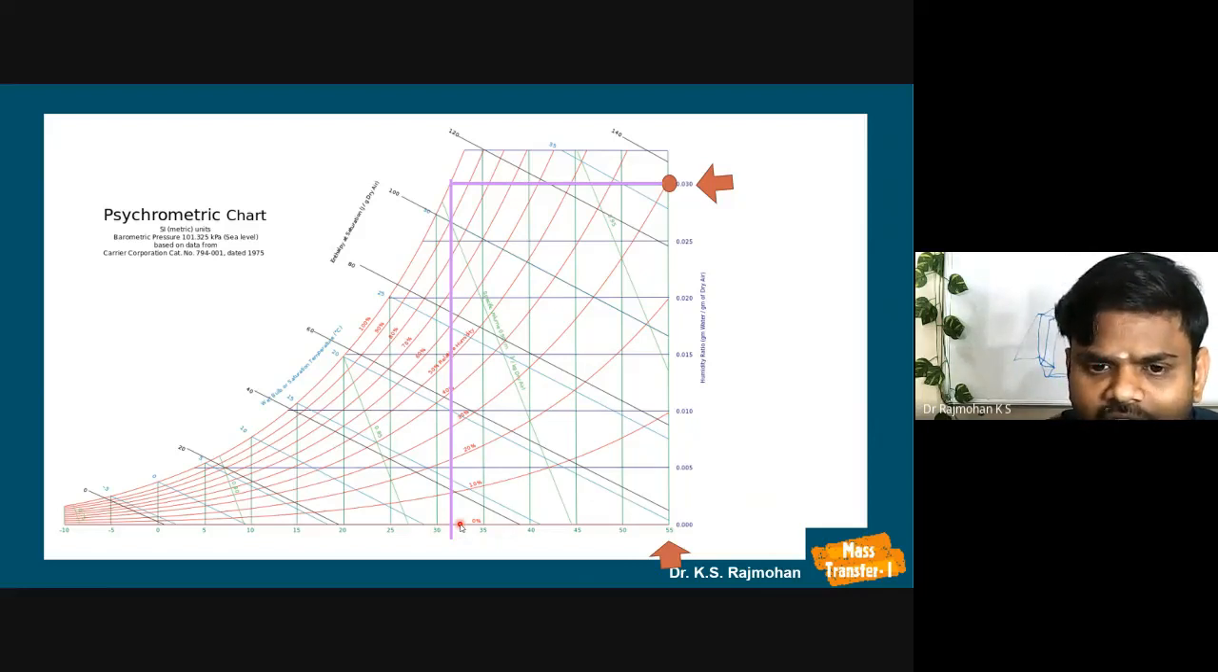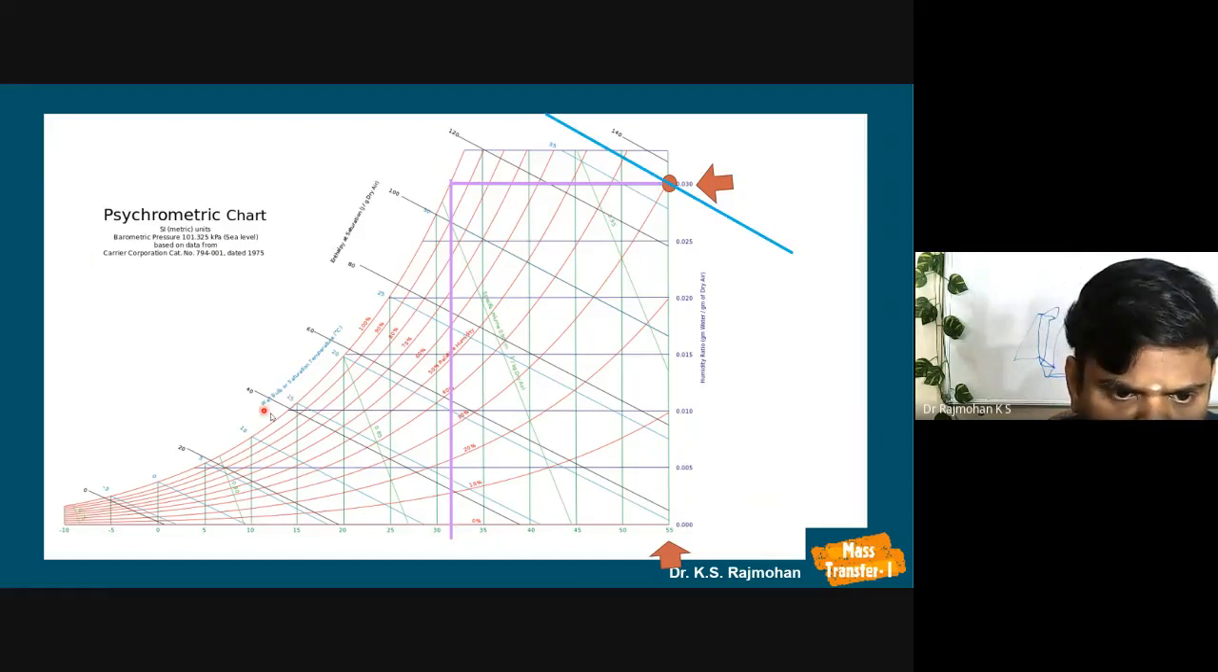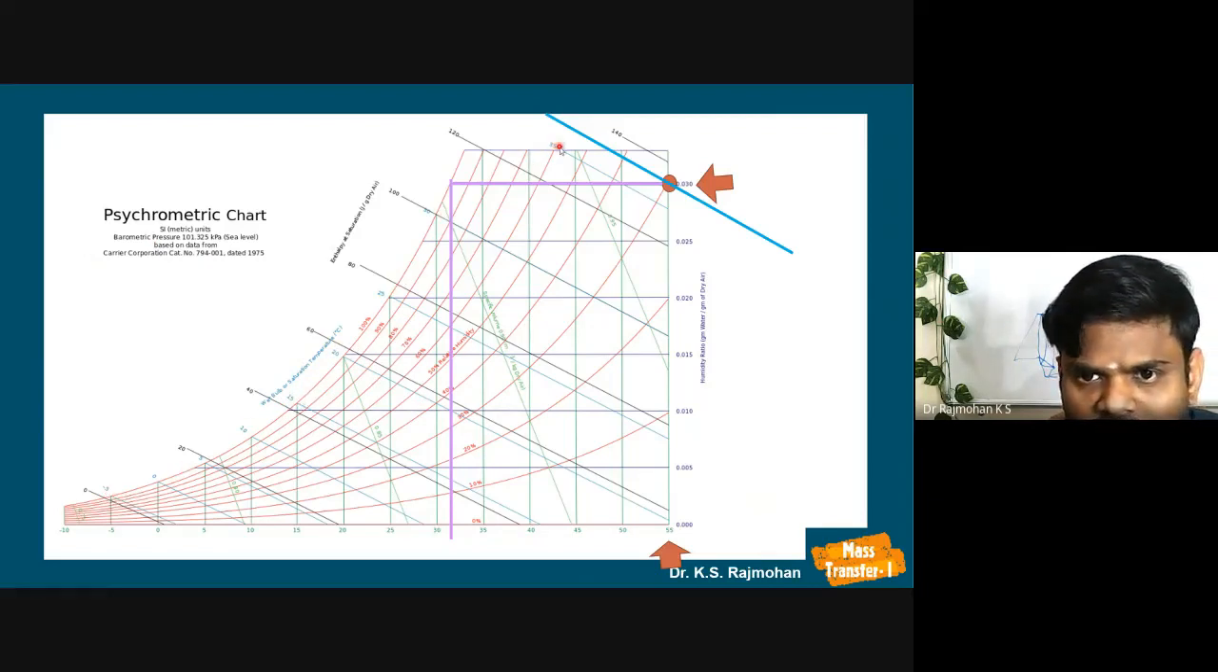What else can you get? The next parameter you can get is by drawing a blue color line. What is the blue color line referring to? The blue color line refers to wet bulb temperature or saturation temperature. You can see the values 5, 15, 20, 25, 30, 35 here. And 30 to 35 is this much big length.